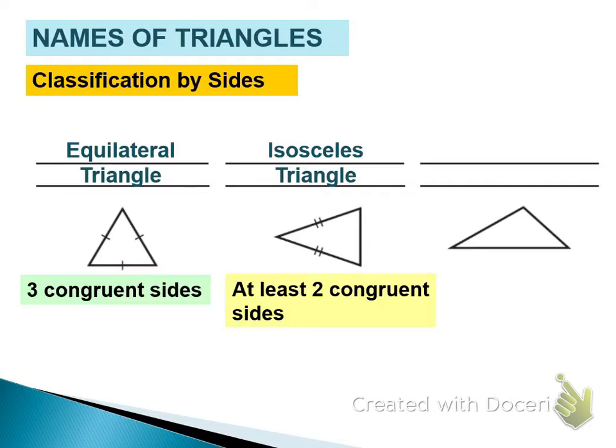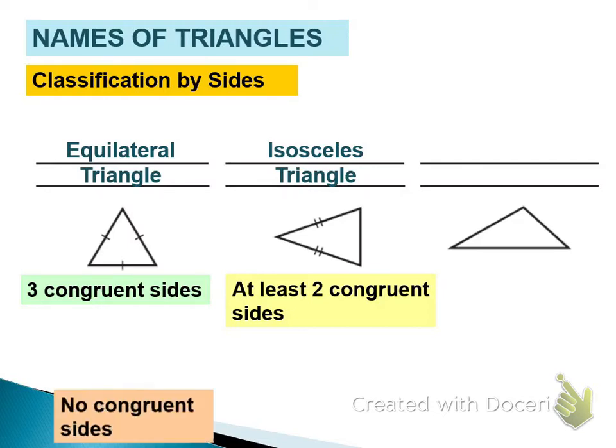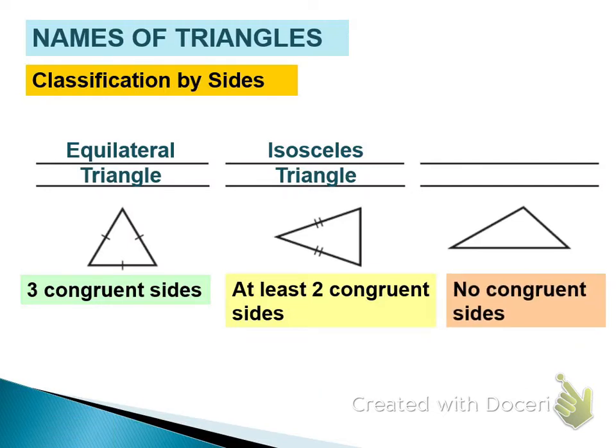And then the last, how many congruent sides does it have? None, which we call scalene. So triangles are special, hence why they get a whole chapter to themselves. And you'll see blanks below.